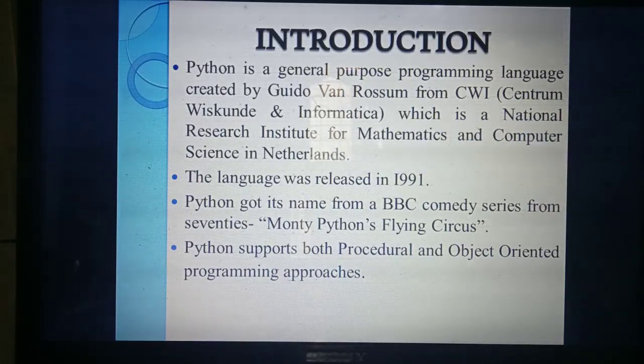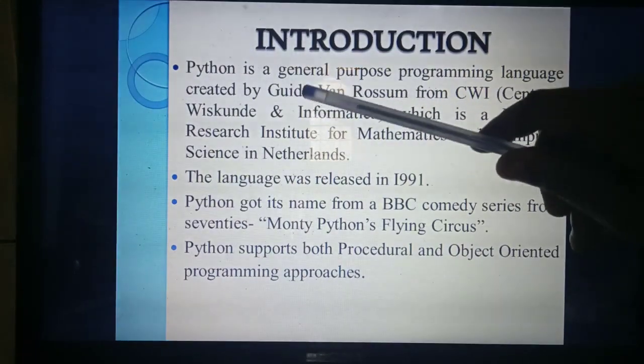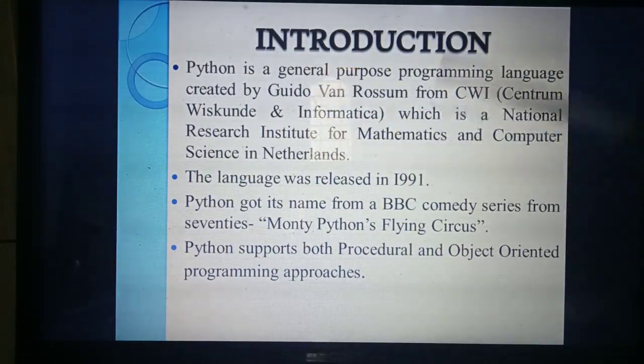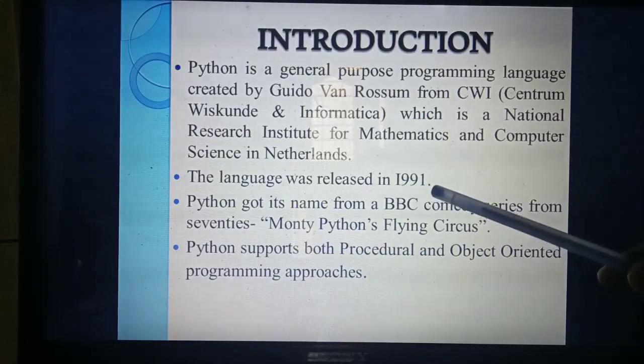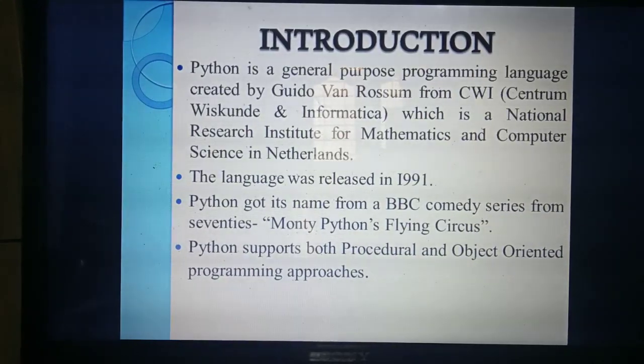Okay, just read it. This is all the introduction about your language. So Python is a general purpose programming language. Who created it? Guido van Rossum. Where? At Centrum Wiskunde & Informatica, a National Research Institute for Mathematics and Computer Science, located in the Netherlands. In which year was this language released? 1991. Python was released in 1991.